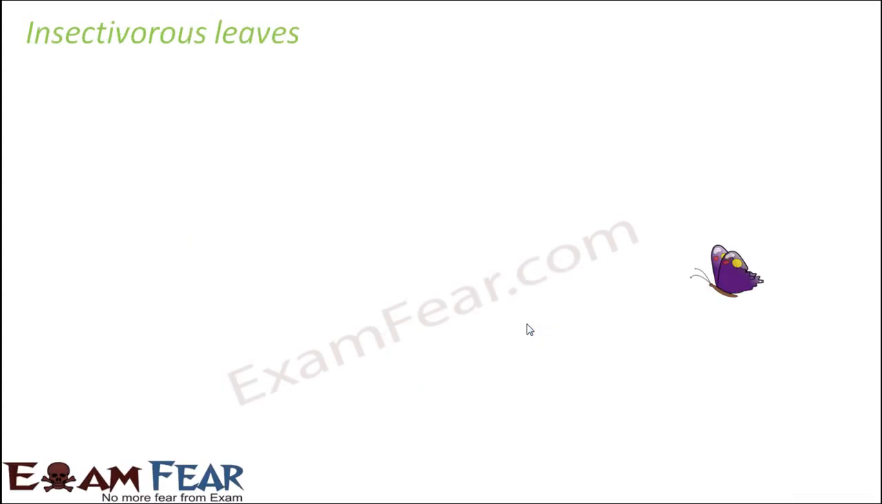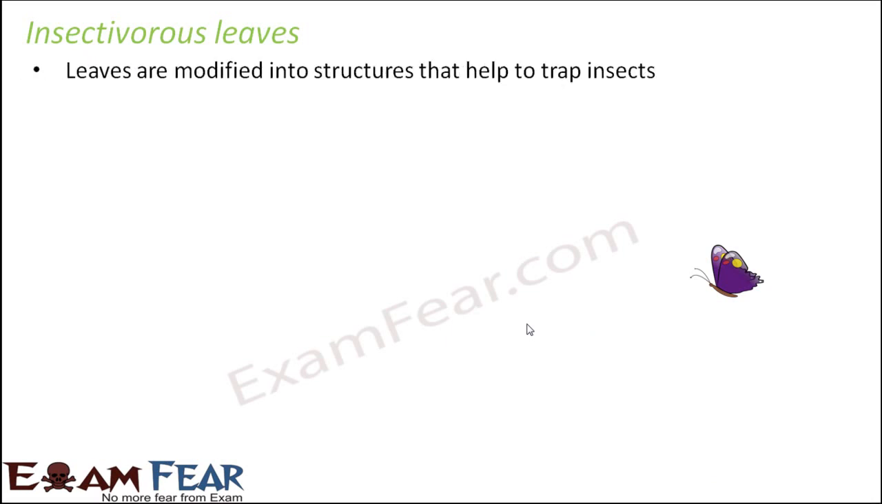Then the next one, that is insectivorous leaves. Now, there are plants where the leaves are modified into special structures that help to trap insects. Now, why do the plants want to trap insects? Because there are plants which feed on insects. Now, in order to feed on insects, plants cannot move. They do not have hands, right, that they can catch insects. So they need to have some special structures which will help them to catch insects.